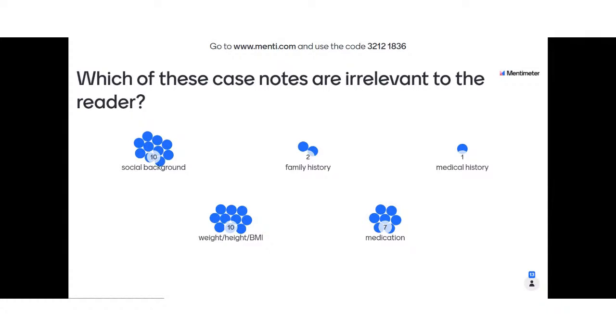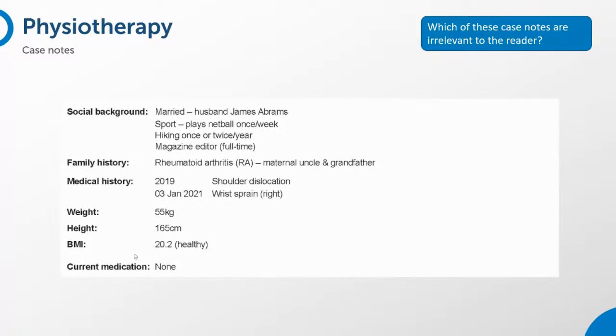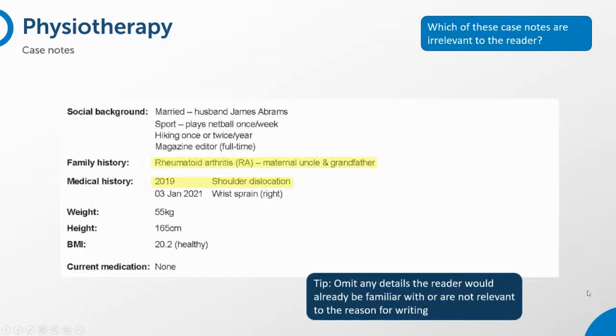Great. So from the responses on the screen, and Posty on chat has just come in with weight, height and BMI. Let's look at it together. And I would agree that the social background can be omitted because it's not relevant to the current situation, and it's also likely to be already known by her GP. The weight, height, BMI, as many of you mentioned, and the medication details can also be omitted, but the family history and the medical history do link to today's current situation. So those details should be included. The ones that are highlighted on the screen should be included. The rest can be omitted.